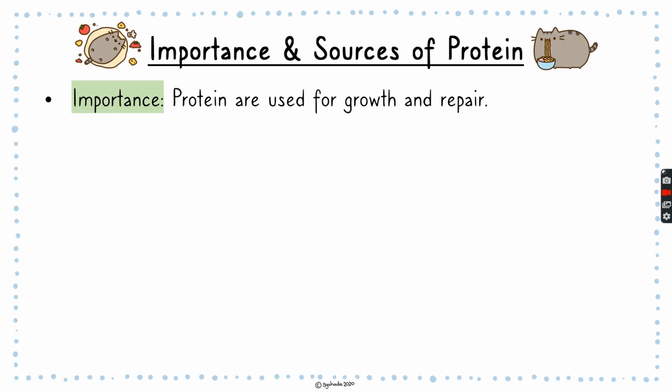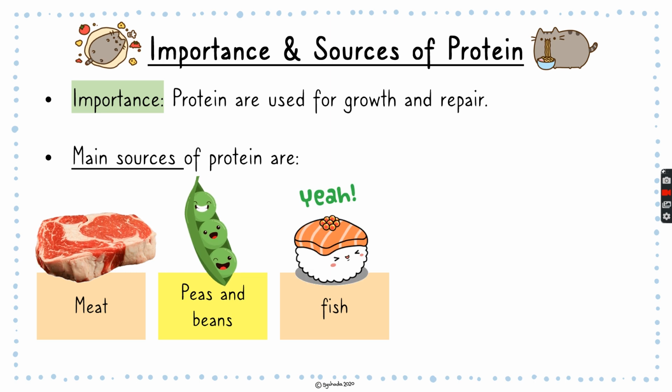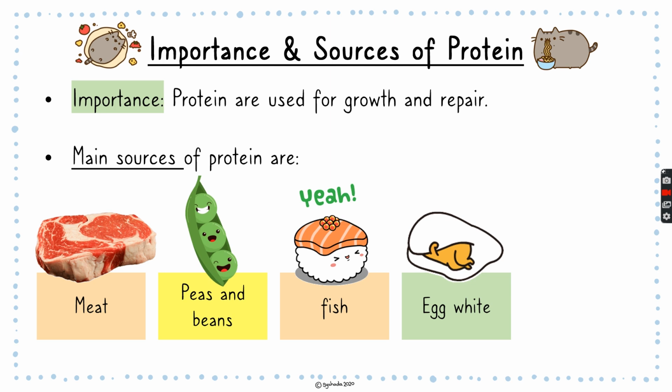Protein is very important for growth and repair. Main sources of protein are meat, peas and beans, fish, like in sushi, egg white, and peanut.